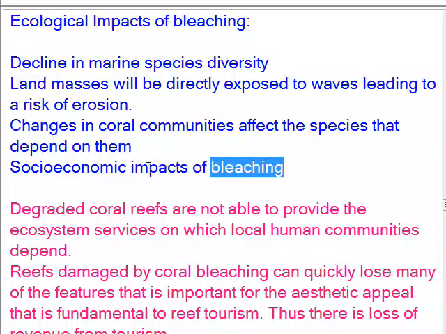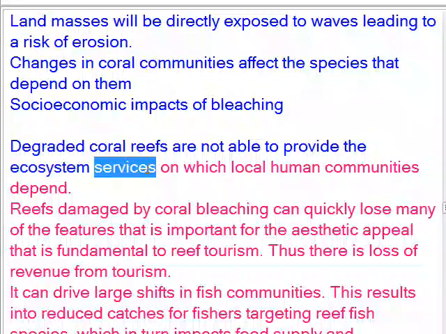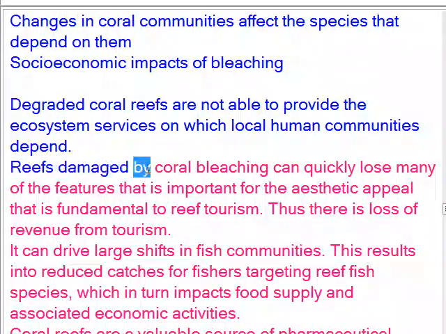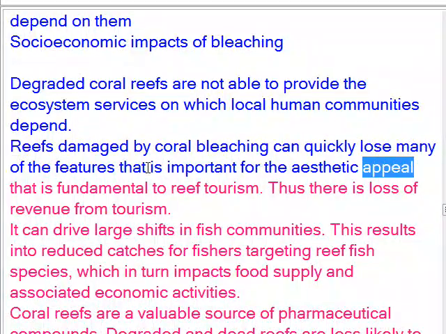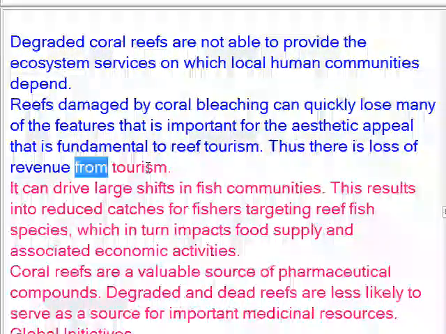Socioeconomic impacts of bleaching. Degraded coral reefs are not able to provide the ecosystem services on which local human communities depend. Reefs damaged by coral bleaching can quickly lose many of the features that are important for the aesthetic appeal that is fundamental to reef tourism. Thus, there is loss of revenue from tourism.